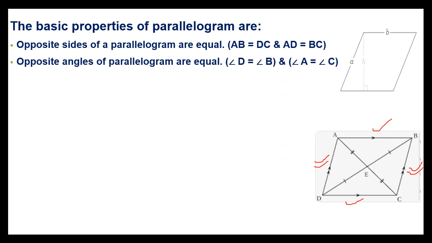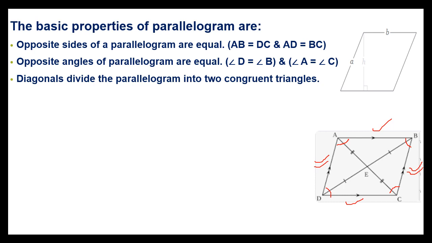Now next, the opposite angles of a parallelogram are equal. So angle D is equal to angle B and angle A is equal to angle C. These are the opposite angles, and they are equal to each other.